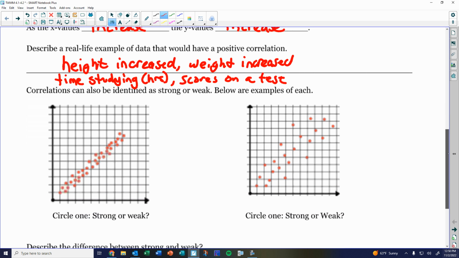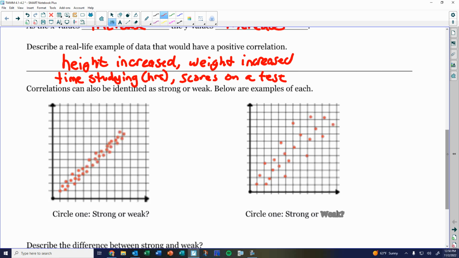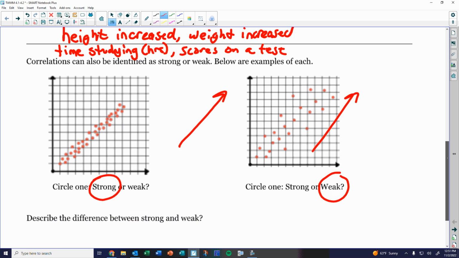So down below here, you see two graphs. Okay? Both are positive, right? They're both kind of going up in this direction, right? So if you look at the first one, okay, we can also call these graphs strong or weak, depending on how tight the points are. So these points that are really, really tight together, we would call that a strong correlation. Because the points are so close together, it kind of looks like a line, right? The weak, which is the next one, the points still kind of show that increasing line. They're just a little bit more spread apart. They're not all tightened up together. All right? So that's the difference here between strong and weak.